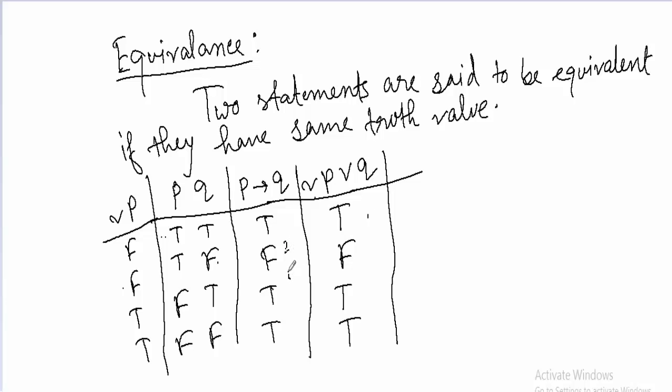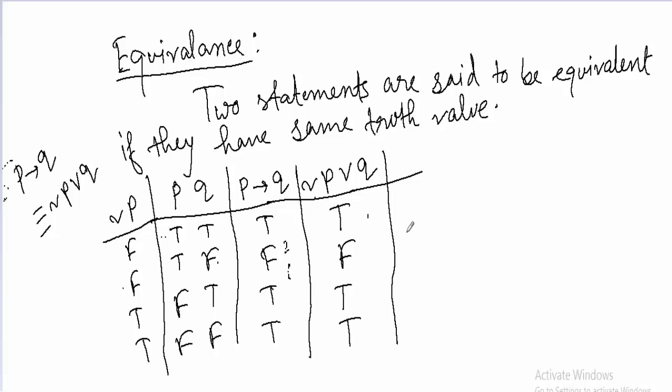So the definition of equivalence says that two statements are said to be equivalent if they have the same truth value. So we can say from the definition that P implies Q is equivalent to not P union Q. So both are the same because both have the same truth value, right? So from here we can derive that P implies Q is equivalent to not P union Q.